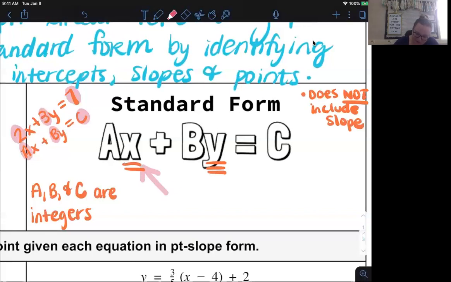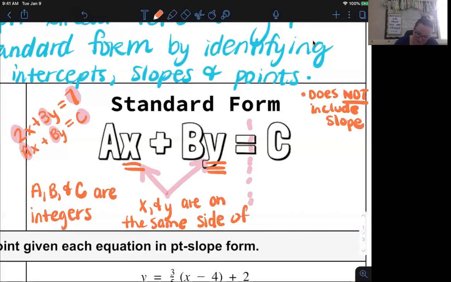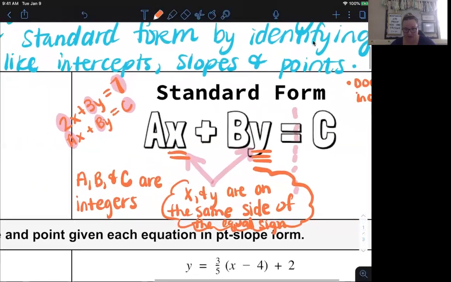Another thing I want you to notice is that x and y are on the same side of the equal sign. So to be in standard form, x and y have to be on the same side of the equal sign, and a, b, and c have to be integers. Just a couple things to keep in mind about standard form. So let's go ahead and jump into some examples around point slope form, and then we'll come back to standard form.